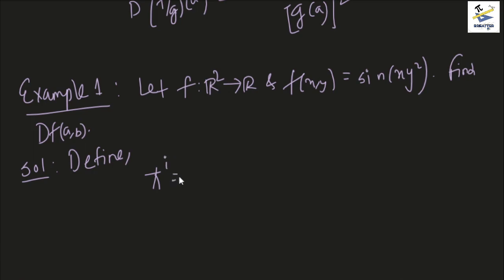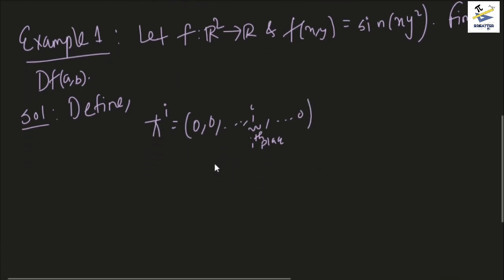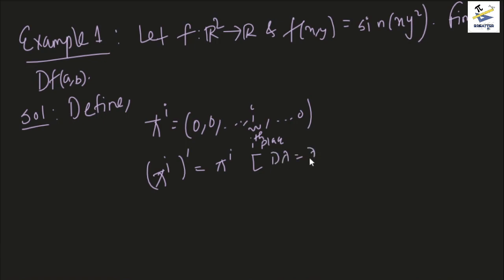pi I as the vector 0, 0, dot dot dot, 1 at the ith place and zeros again. Okay, so this is pi I, and also define that pi I prime is equal to pi I. This is from the example we did before: if lambda is a linear transformation, then d lambda equals lambda. So the derivative of a linear transform is the linear transform itself. Taking that into account, what we can do here is as follows.